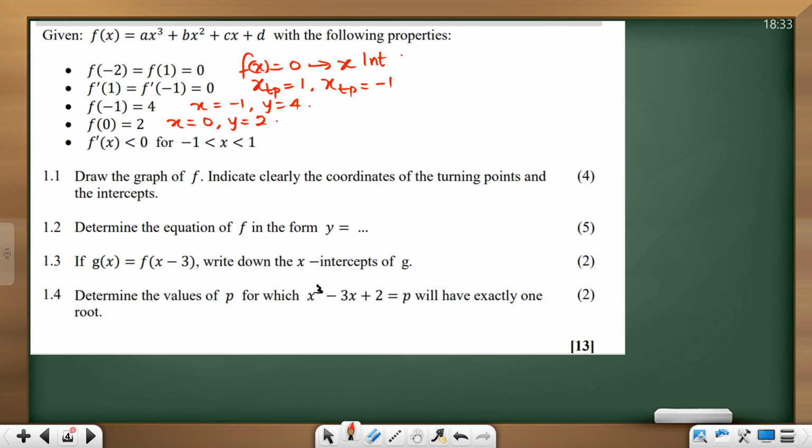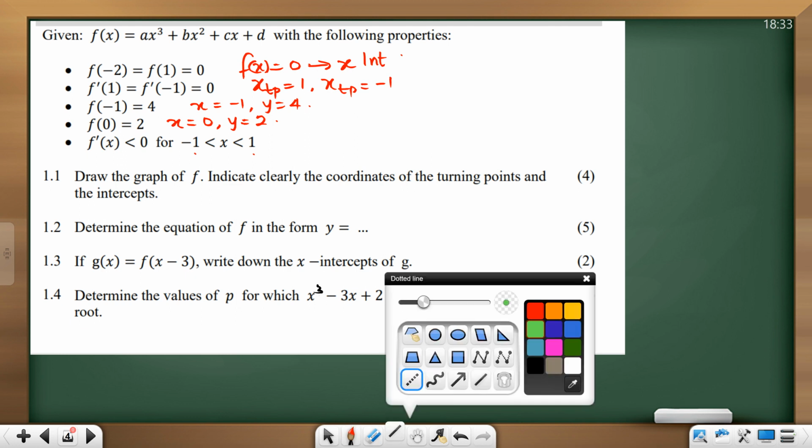What does this f prime of x less than 0 mean? It's negative between which values? Those 4 marks are for free.